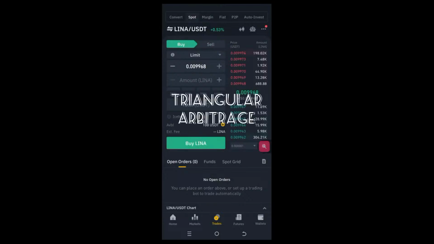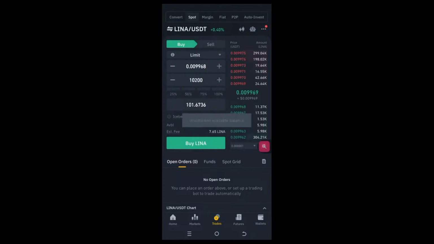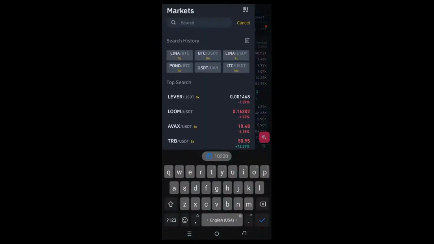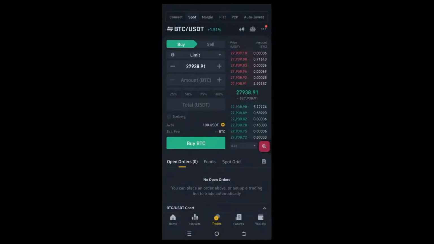By the way, this is triangular arbitrage. So let's go ahead and see this. I'm just going to put this in here and see. Oh, $1.67. Not bad at all. 1.67%. Let's go. So first off, let's make this snappy. I just hope nothing is going to change in between. You know how these things are. You've got to move with speed.